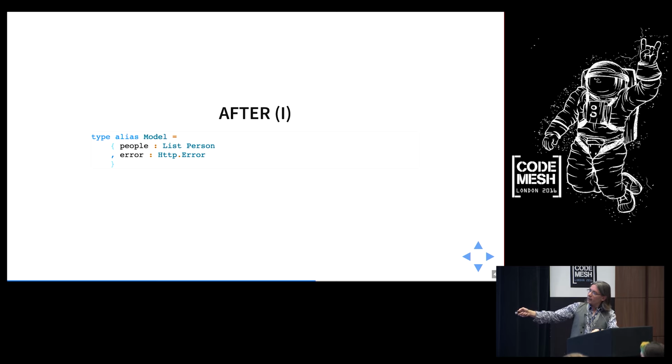But another problem we have here is we're saying that it's valid to have a list of people loaded and have an error at the same time. What does that even mean? If I've loaded five users and I say network error, that doesn't make any sense. It's meaningless. And that's going to translate into someone writing a view that displays both at once or just doesn't add up, doesn't make sense to the user.